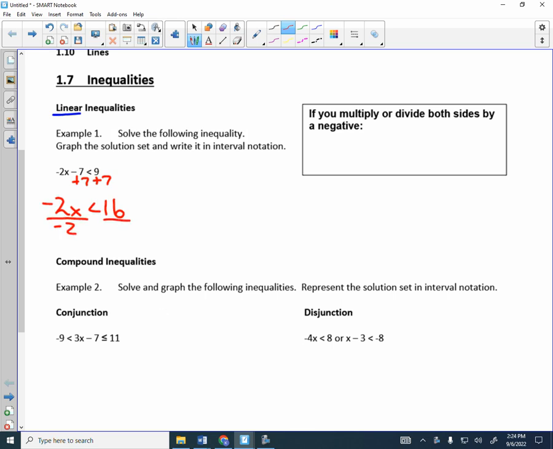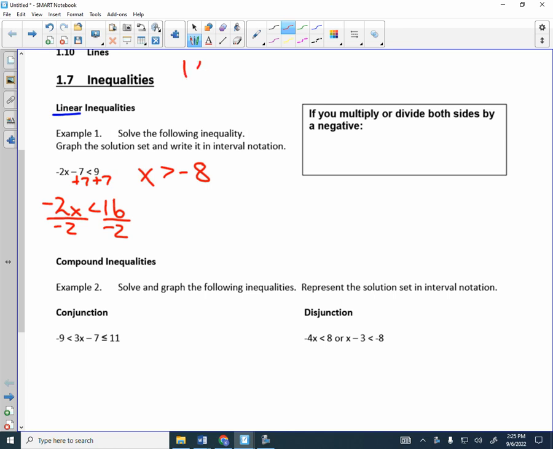I divide by negative 2, and what do I do? Why? Why do we flip the sign when we multiply or divide by a negative? You've always just been told to do it. Do you know why? Let's look at the basics.